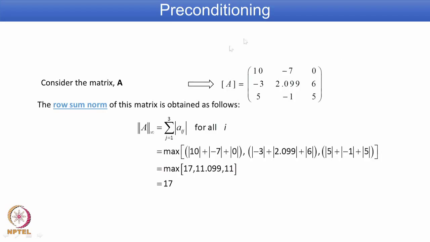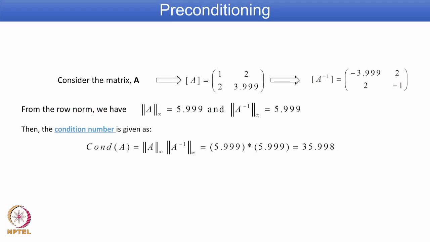Now, for this example matrix we try to apply this definition. So, max of first row 10, minus 7, 0 and that is what is shown here. Second row minus 3, 2.0996, 6 and that is what is shown in the second bracket terms. Third row is shown in the third bracket term. Now, you find the summation and you find the maximum is 17. So, the RowSum norm, infinity norm, for this matrix is 17.